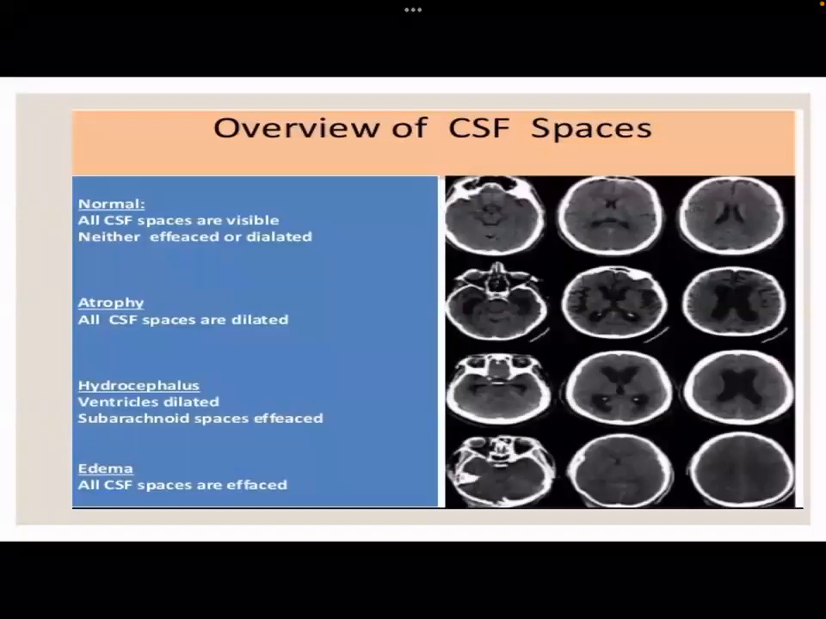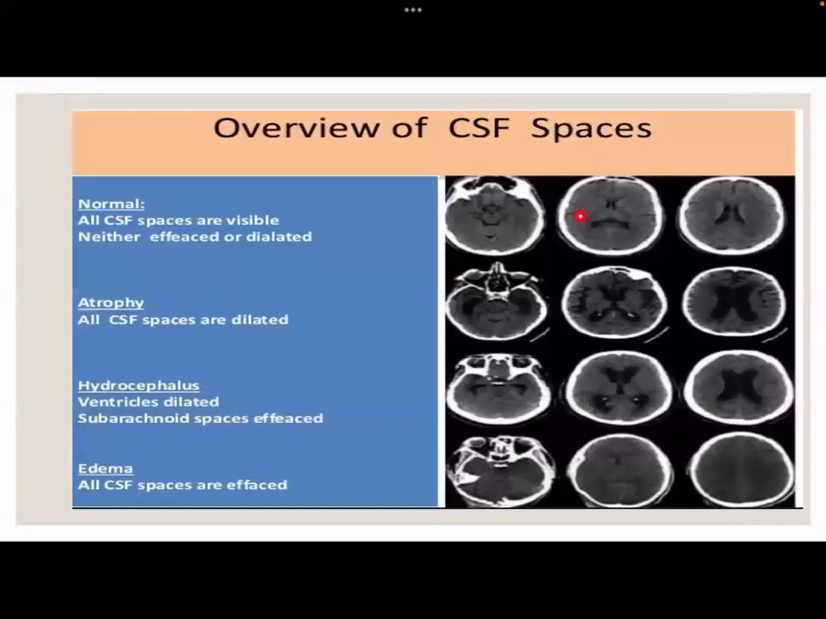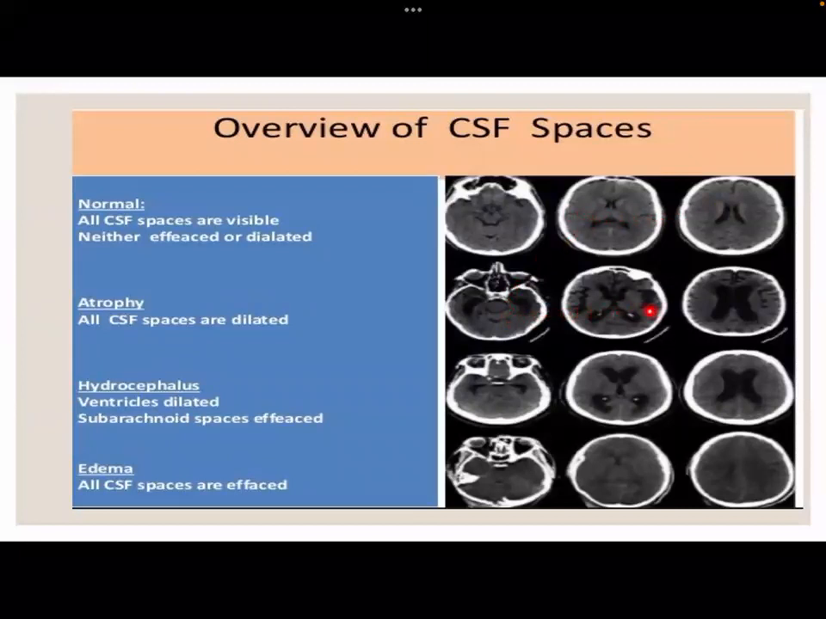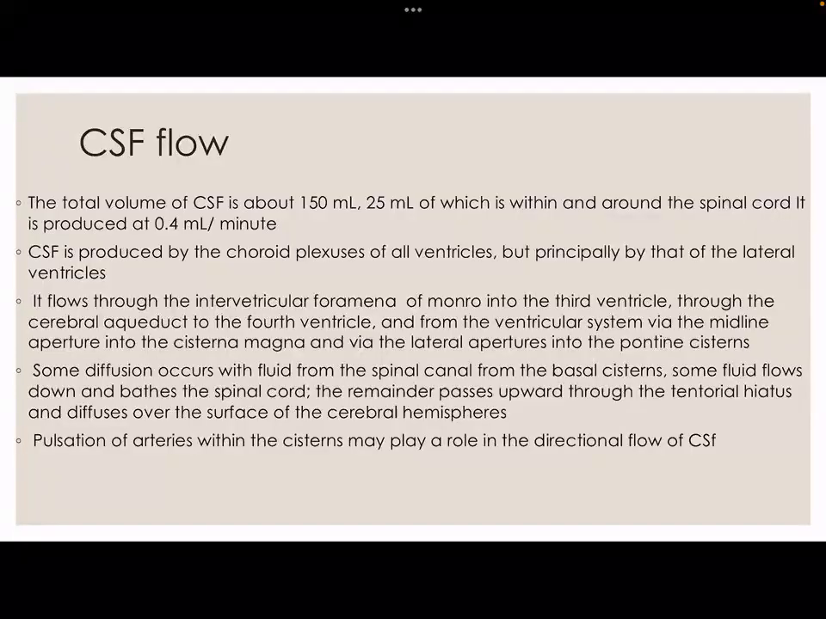And here's an overview of the CSF spaces. Normally, all the CSF spaces, including the ventricles and cisterns, should be visible. In case of brain atrophy, both the ventricles and cisterns will be dilated. In case of hydrocephalus, the ventricles will be dilated, but the brain cisterns will be effaced. And in case of brain edema, all these spaces will be effaced. Okay, and that was the end of the brain cisterns.